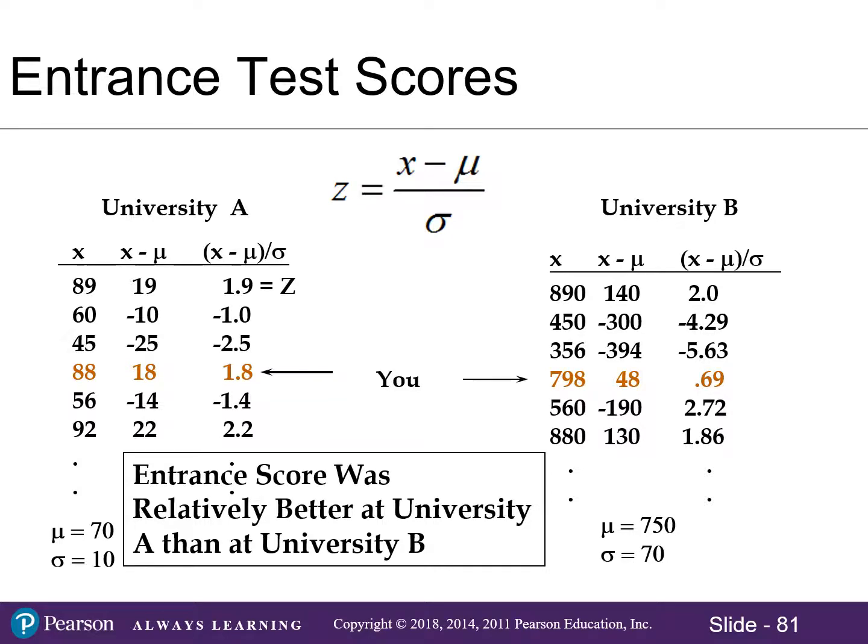For University B, we subtract the mean of 750 and get 48 and divide by the standard deviation of 70, which is going to give you a 0.69. That's not very far away from the mean at all. In fact, that's a good sign that you're not very unusual at all.